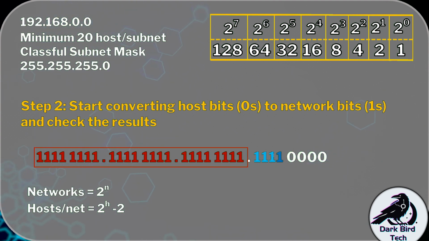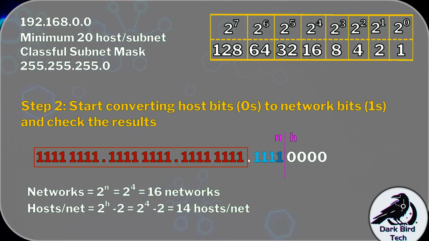So I'm going to mark that bit in a slightly darker shade of blue, and let's see what the effect is. We've now got 4 new network bits and only 4 host bits now. 2 to the 4 gives me 16 networks. Okay, quite a few subnets now, eh? From 1 network I got 16. Wow. But 2 to the 4 is 16 minus 2 leaves me with only 14.